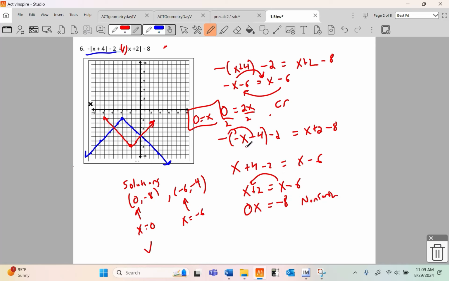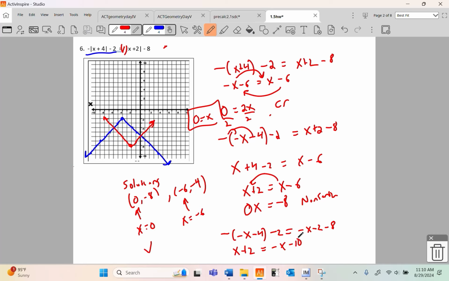So let's keep playing with this guy that we had here. And let's change the signs on that one. Anyways, distributing the negative gives us a positive x. 4 minus 2 is 2. Same thing we had up here. And on the other side, we have negative x minus 10.